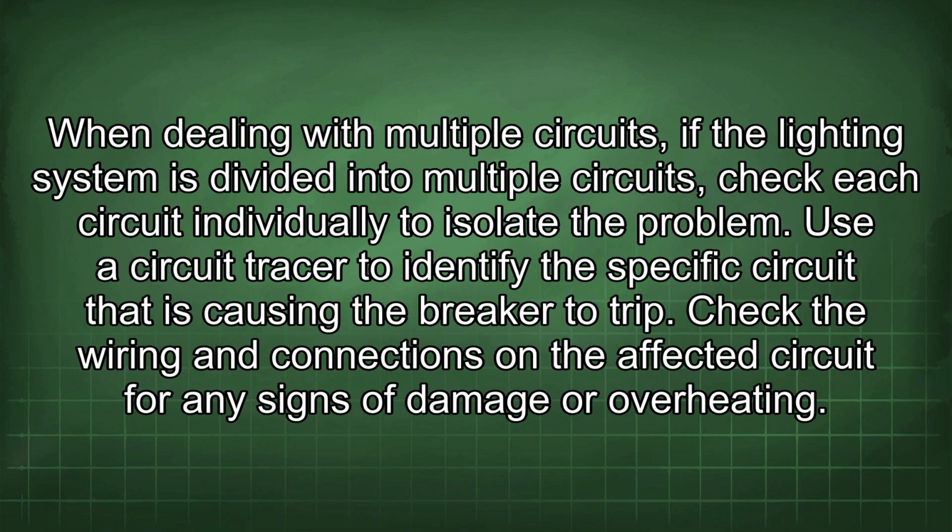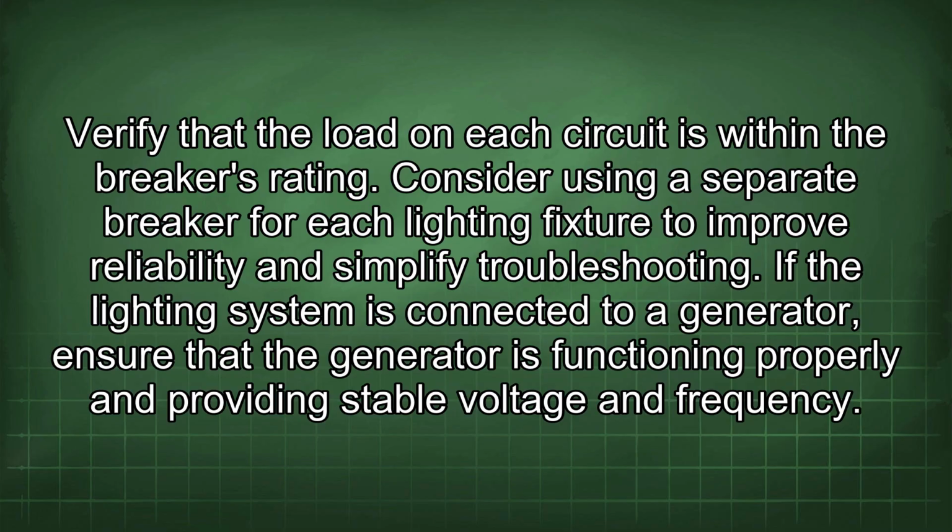When dealing with multiple circuits, if the lighting system is divided into multiple circuits, check each circuit individually to isolate the problem. Use a circuit tracer to identify the specific circuit that is causing the breaker to trip. Check the wiring and connections on the affected circuit for any signs of damage or overheating. Verify that the load on each circuit is within the breaker's rating. Consider using a separate breaker for each lighting fixture to improve reliability and simplify troubleshooting.